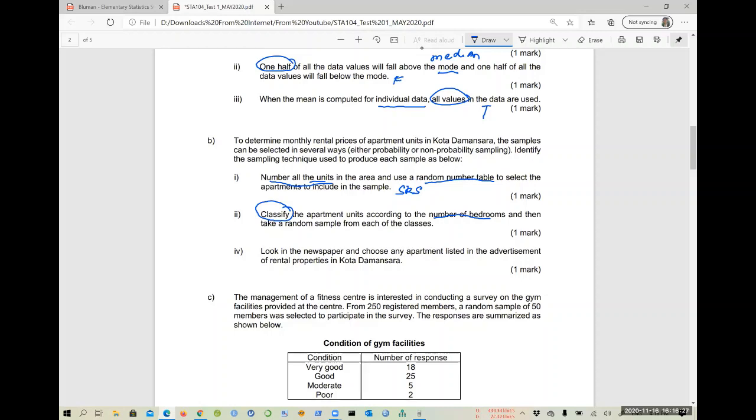Okay, so let's see which one is the correct one. Is it stratified or cluster sampling? Okay, look at another keyword. It says here sample from each of the classes. So they want a sample from each of the classes, meaning that each of the classes must have a representative in the total sample. So this is the definition of stratified sampling. Okay, so you have stratified.